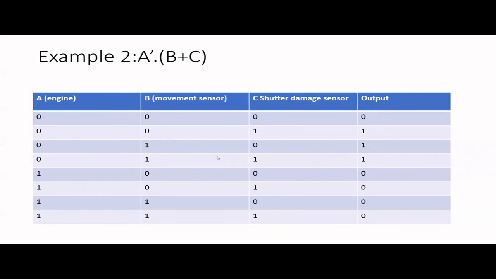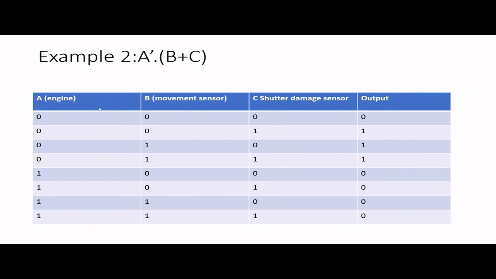Okay, so in the truth table, there are three inputs, right? We have the engine sensor, the movement sensor, and the shutter damage sensor. So it's three inputs. Hope you remember A, B, C, three inputs. So 4 zeros, 4 ones, 2 zeros, 2 ones, 2 zeros, 2 ones, 0, 1, 0, 1, like that you have to fill the input.